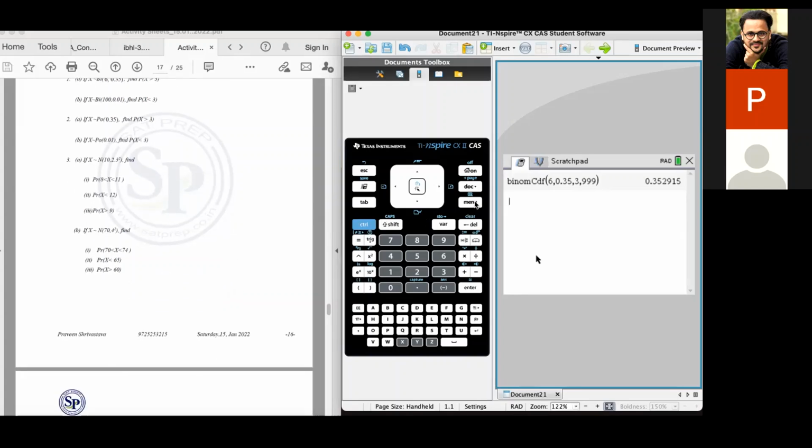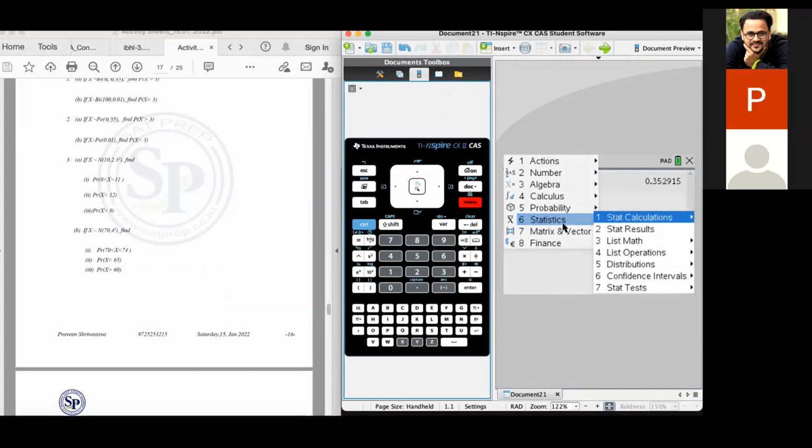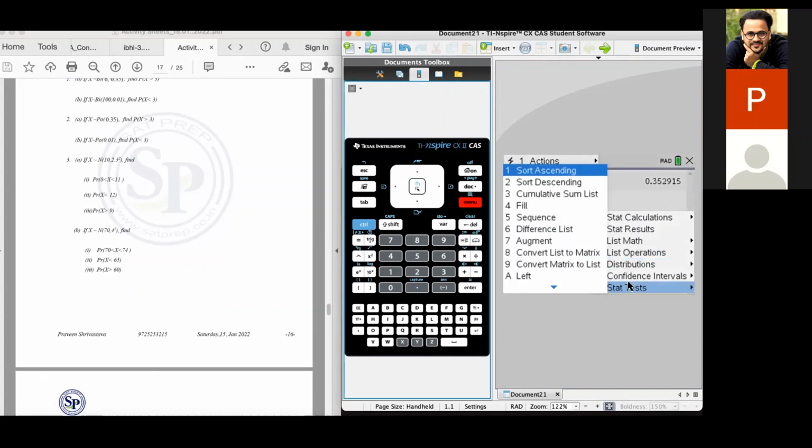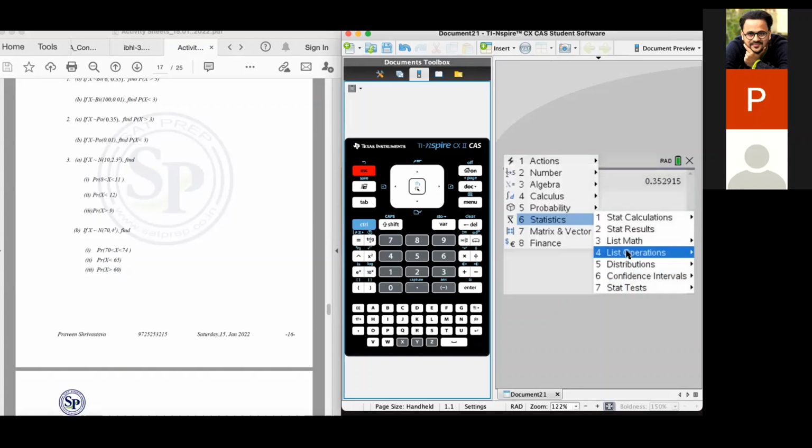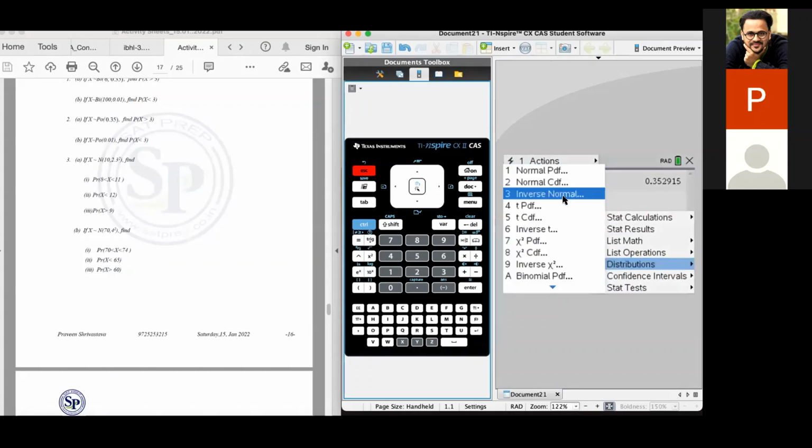And similarly, when you see the distributions here, as per our syllabus, you will have the normal distribution, then the binomial and Poisson distributions.